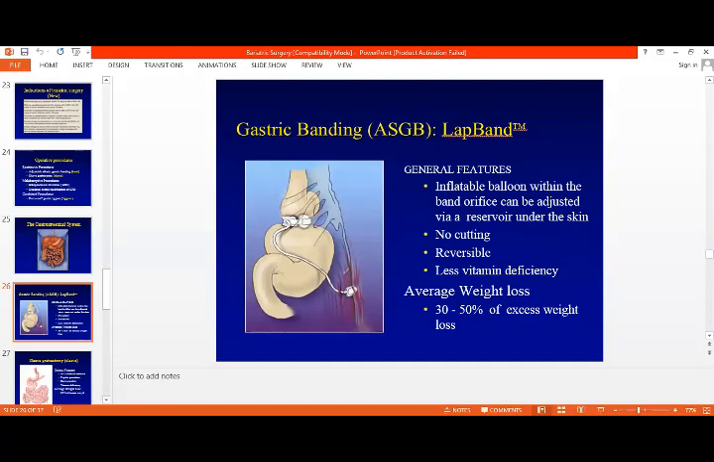But this is easier. It is kind of a day procedure. The patient can come on the same day and be discharged on the same day, with no cutting, reversible, lots of benefits. So this is one procedure. This is quite famous and common, the lap band. It is being done in Lahore.